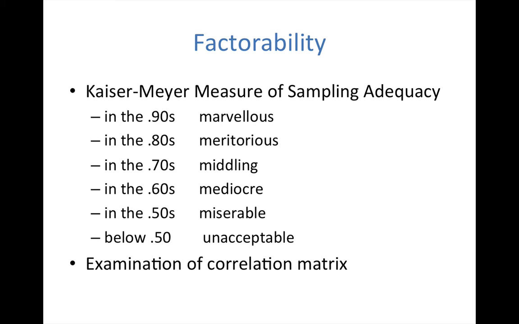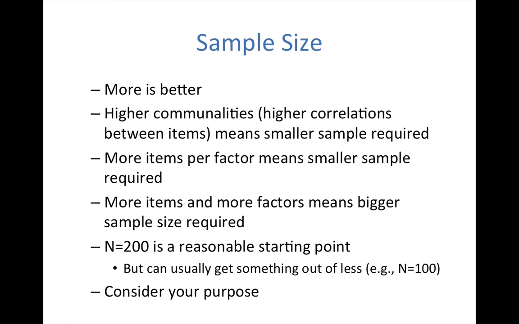For example, in a personality test, you're assuming that extroversion items are correlating with other extroversion items, and conscientiousness items correlate with other conscientiousness items. This measure of sampling adequacy is an overall metric that looks at the pattern of correlations and extracts an overall index of suitability for factor analysis. And SPSS does provide this.